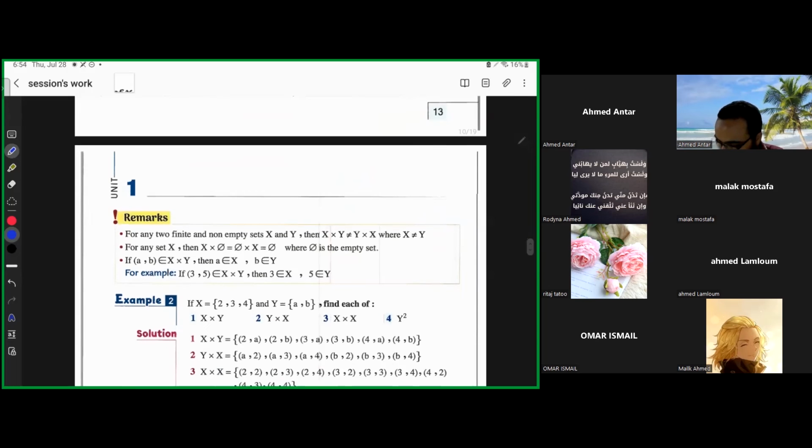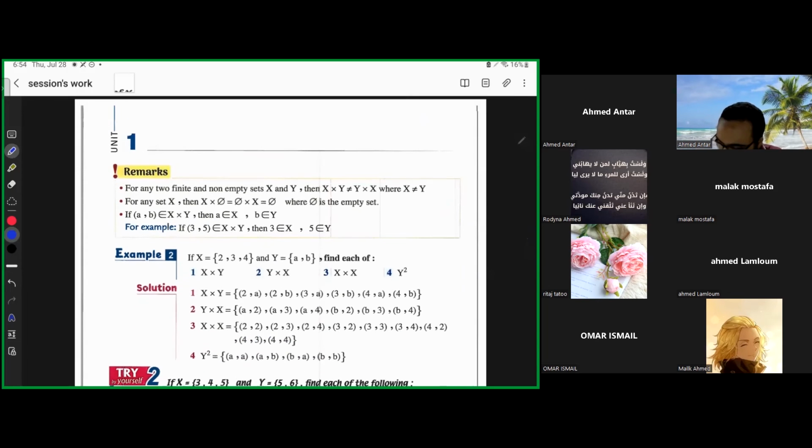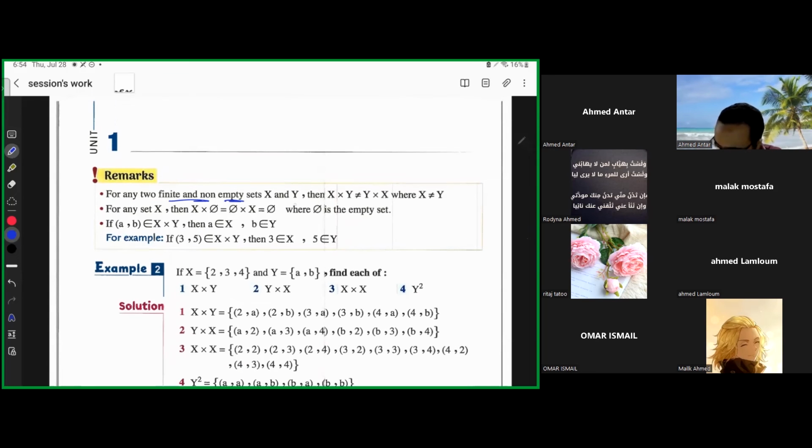There are some remarks here, but they are not very important. Let us read it. For any two finite and non-empty sets x and y, x Cartesian y doesn't equal y Cartesian x, where x doesn't equal y. And for any set x, x times phi, where phi is the empty set in which there are no elements inside the set. It's an empty set like that. There are no elements here. If you multiply that by x, the Cartesian product is phi itself.